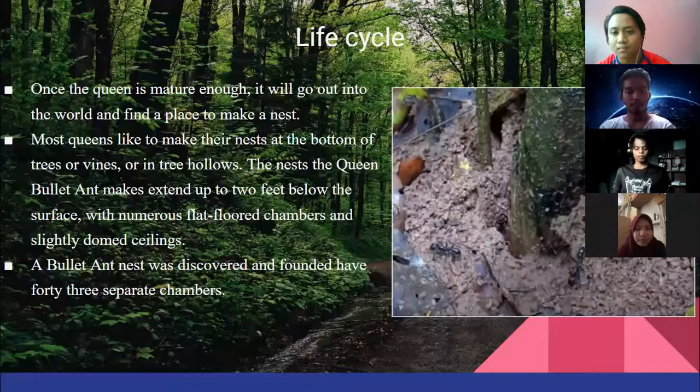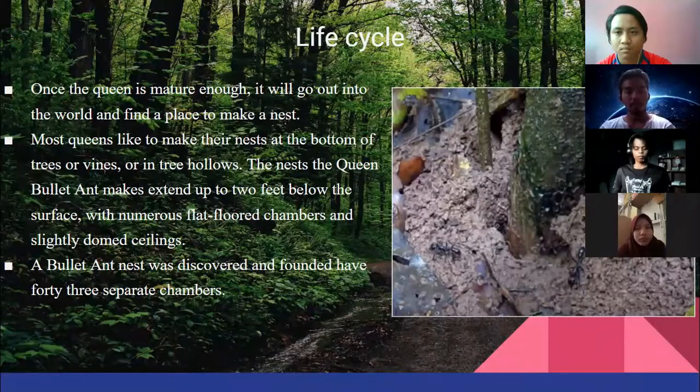My name is Raden. The life cycle of the bullet ant starts from the queen ant. Once the queen is mature enough, she will go out into the world and find a place to make a nest. Most queens like to make their nest at the bottom of trees or vines.